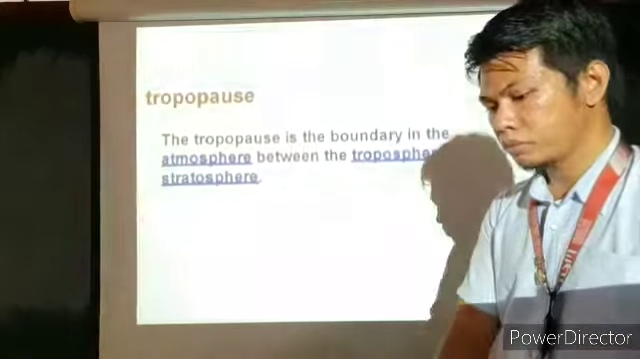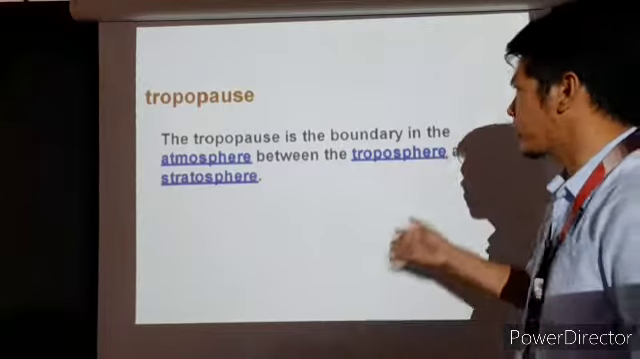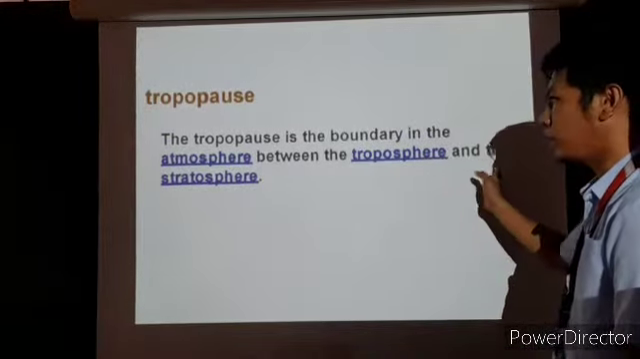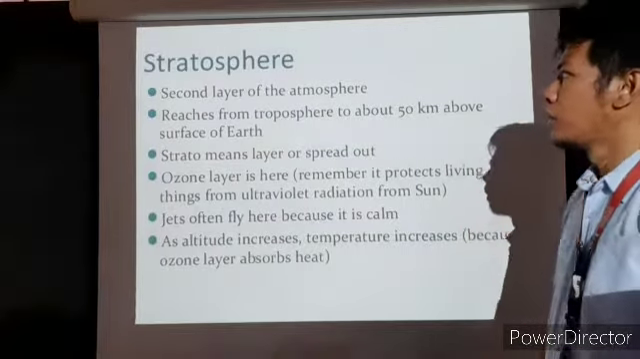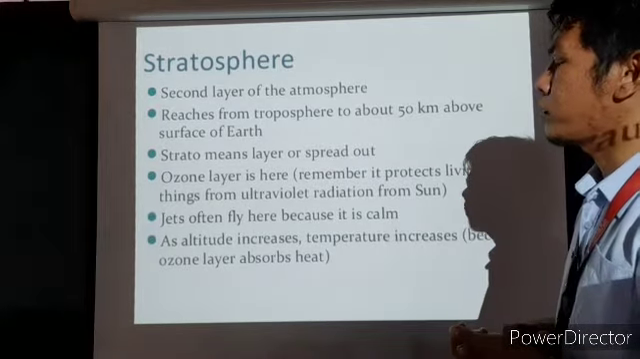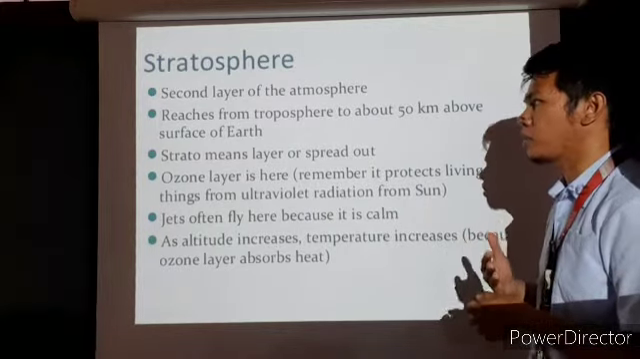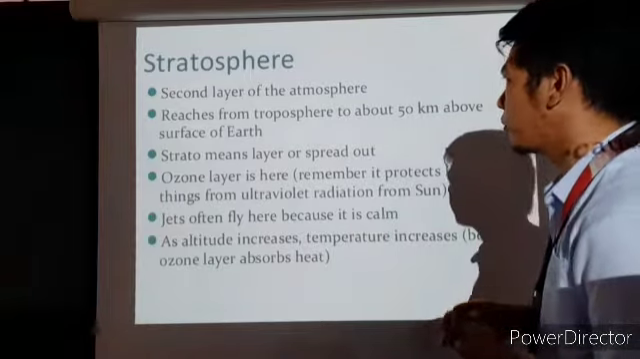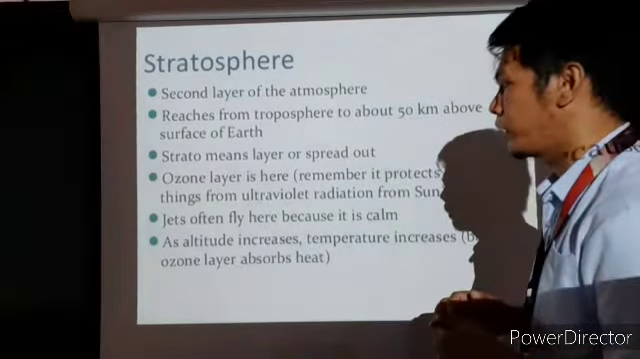The tropopause is the boundary in the atmosphere between the troposphere and the stratosphere. Okay, the next layer is the stratosphere. The stratosphere is the second layer of the atmosphere from the Earth's surface. It reaches from the troposphere to about 50 kilometers above the surface of the Earth.